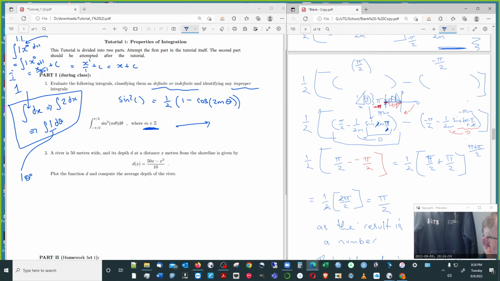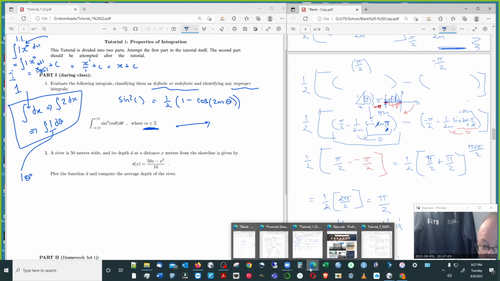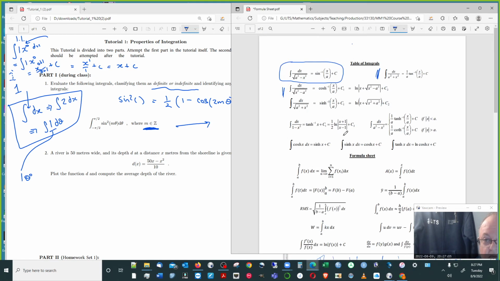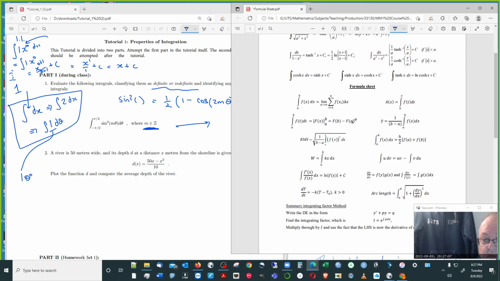Alright, so the next part, if you're happy to move on, what I'm going to do is quickly see the formula sheet. And in the formula sheet, we're going to have a look at the average function. So that's the average function in the formula sheet. So we're going to have a look at that for this question. You can just write that down if you like. So what we're doing is taking the average to get this depth of the river.